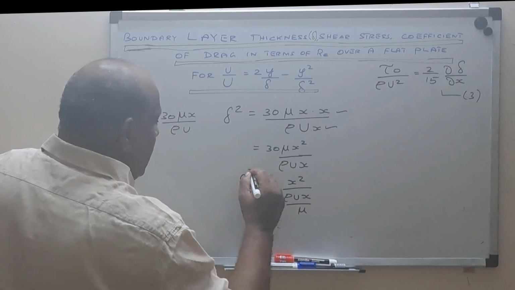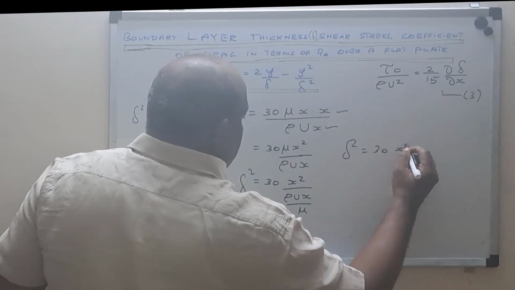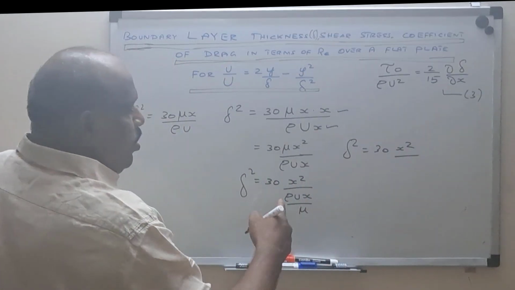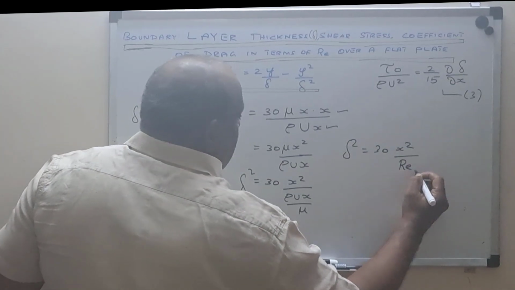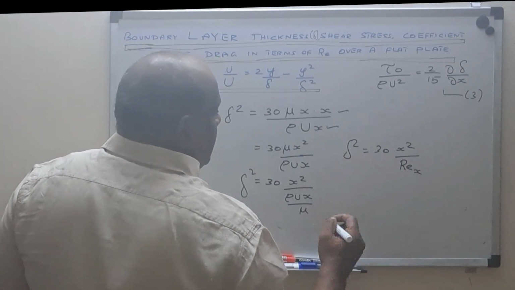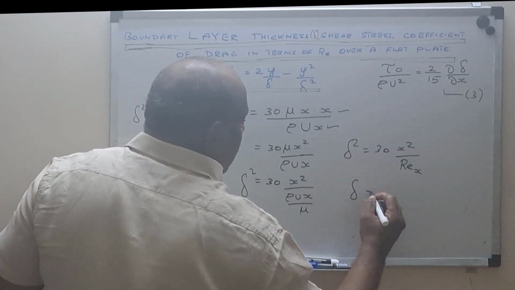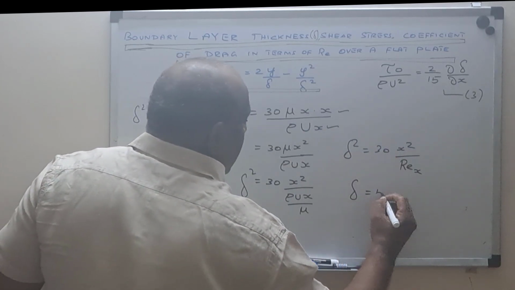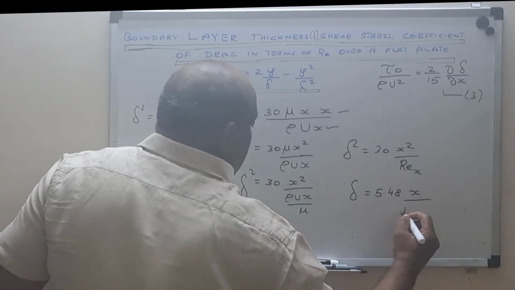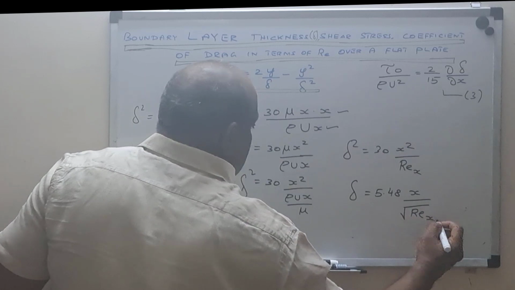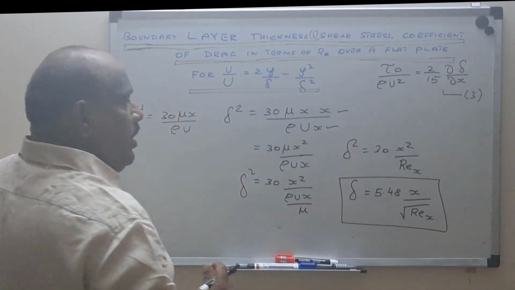So the left hand side is delta squared. So delta squared will be equal to 30 x squared by, what is this term? It's nothing but rho u x by mu. It's nothing but the Reynolds number with respect to x, because the variable is x. Okay, I don't want delta squared, I want only delta. So when I take the square root of 30, it will become 5.48. X squared will become x and Reynolds number will become the square root of Reynolds number. So this is the relationship between the Reynolds number and the boundary layer thickness.